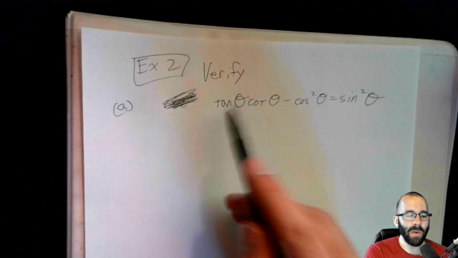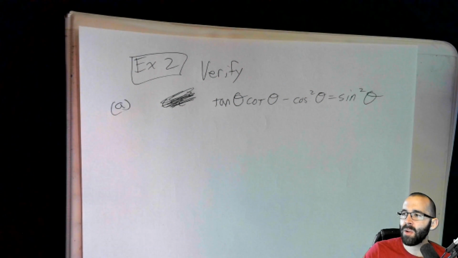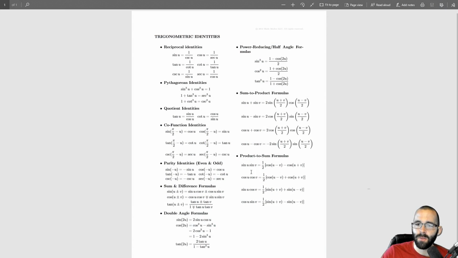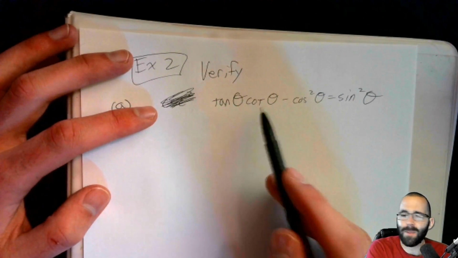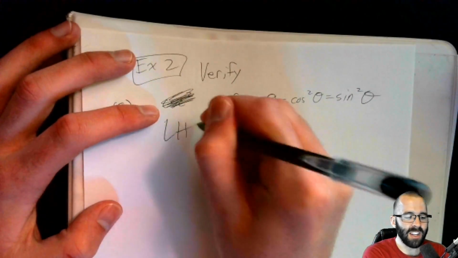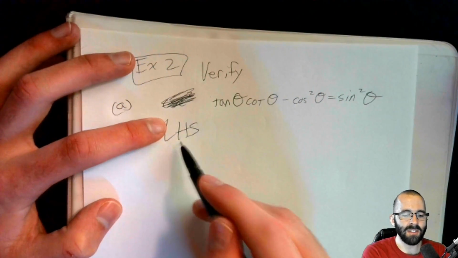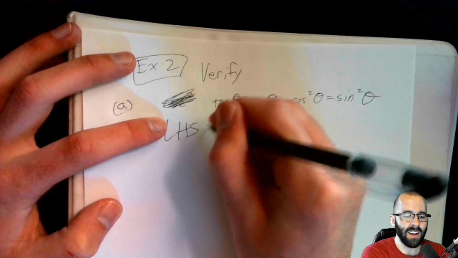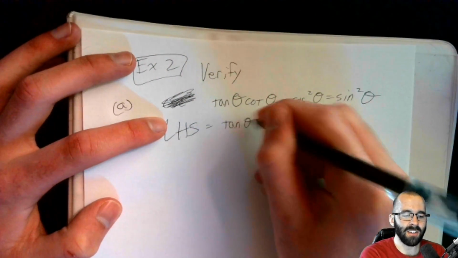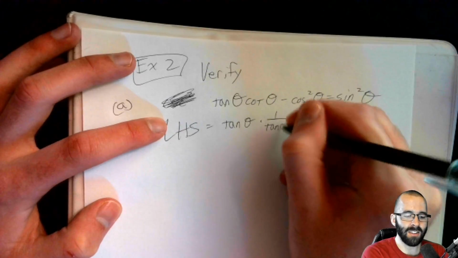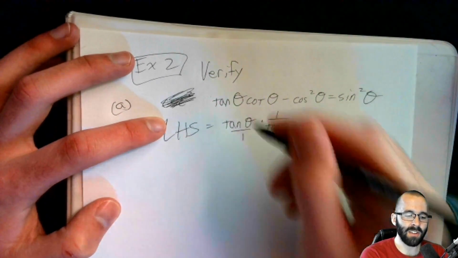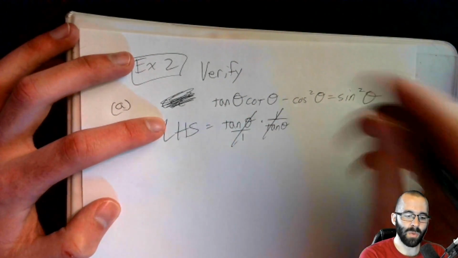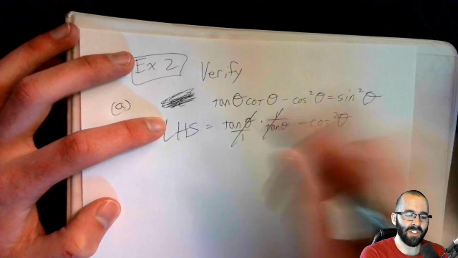Right? You might think, oh, we have a product of angles. Let's find our product of sum formula. But none of these products of sums have cotangents or tangents. But remember that cotangent is just 1 divided by tangent. So, what's your left-hand side? Remember, when you verify, you need to start with one side and try to make it the other side. Our left-hand side is just tangent times 1 divided by tangent. They're just multiplying by a reciprocal. That's just 1 minus cosine squared of theta.